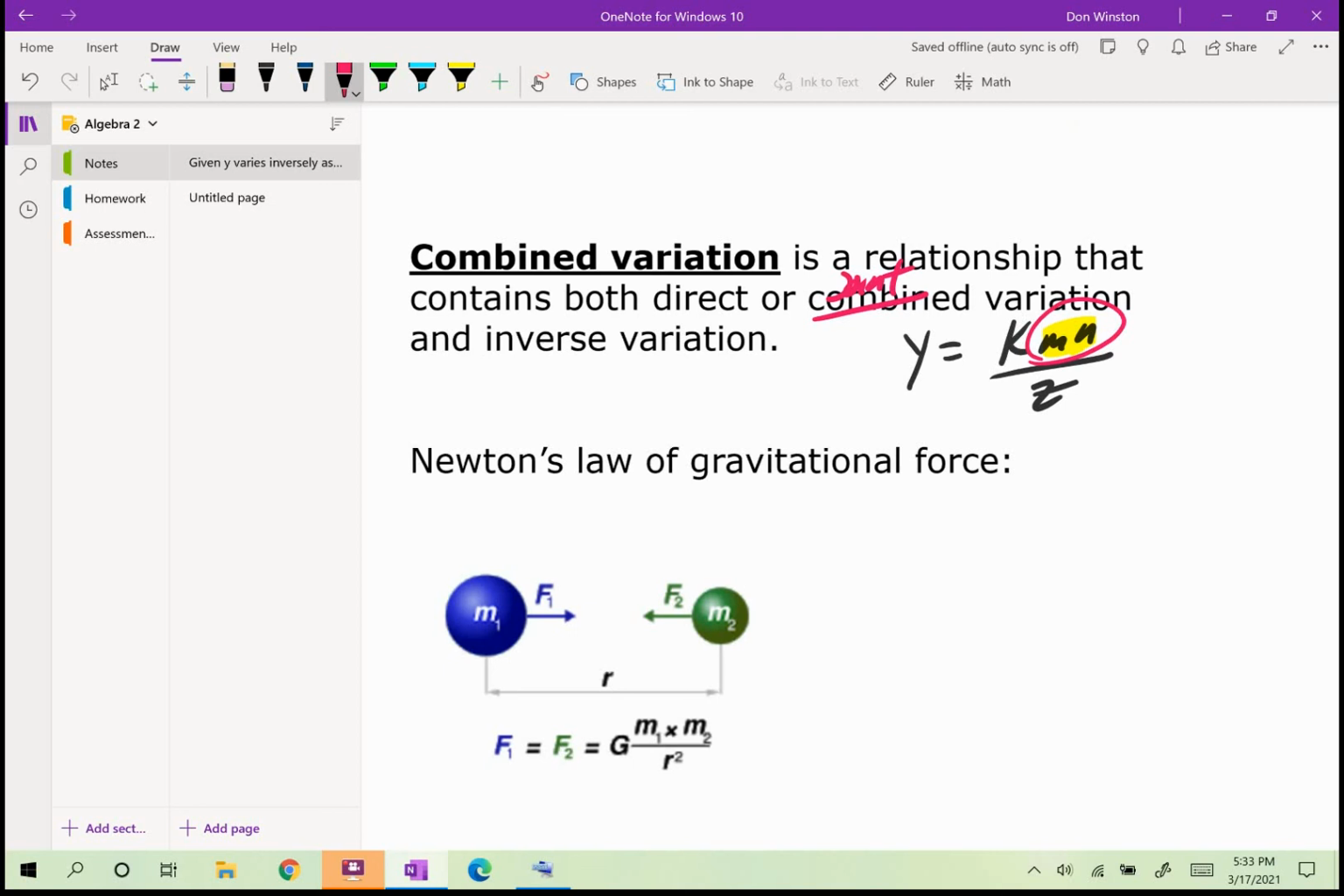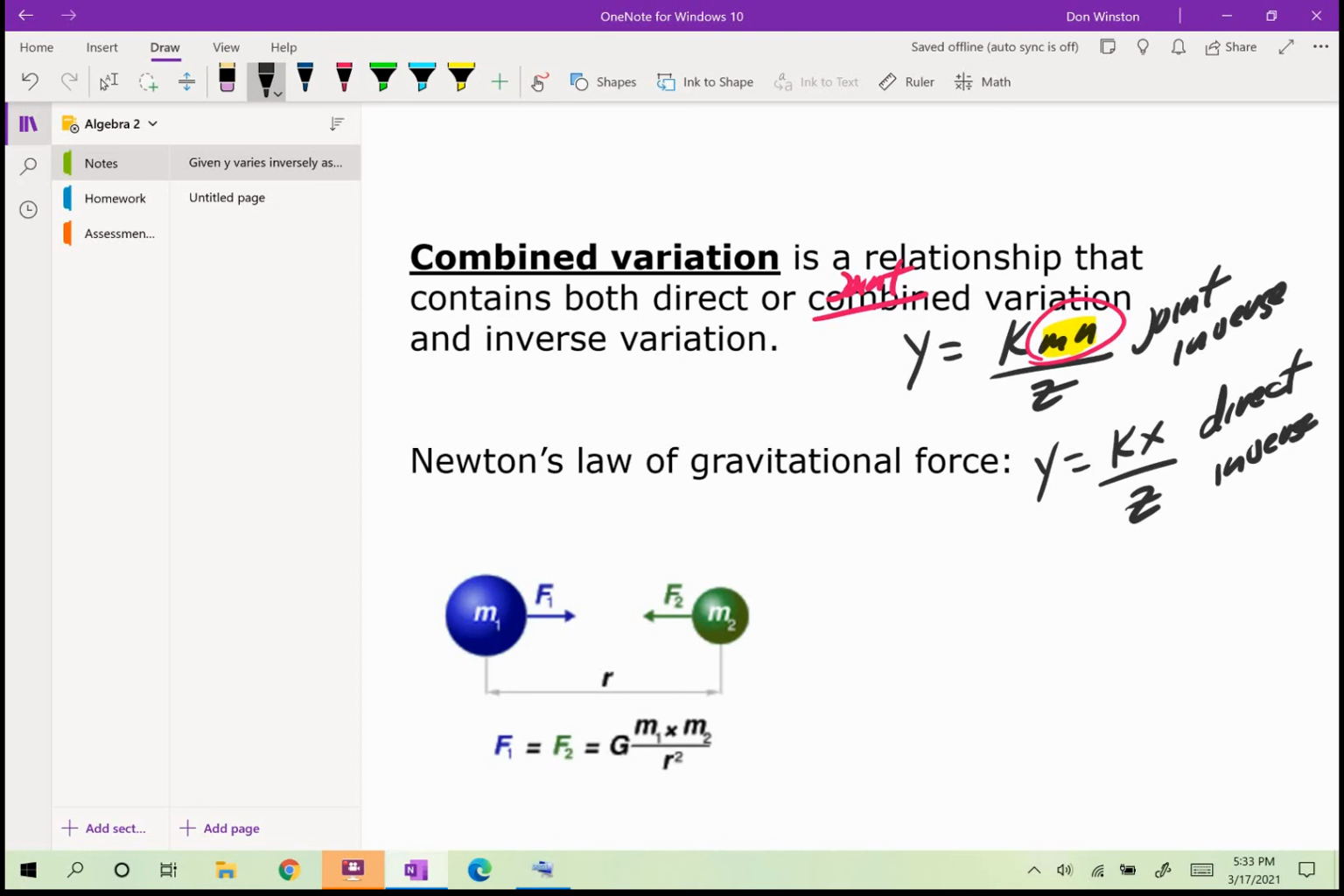So that will include both inverse variation and joint variation, or we could have y is just equal to k times x, if you will, divided by z. So that would contain direct variation, y is equal to k times x, and inverse variation because we're dividing by z. Okay, so this would have been joint and inverse, and then this would have been direct variation and inverse.